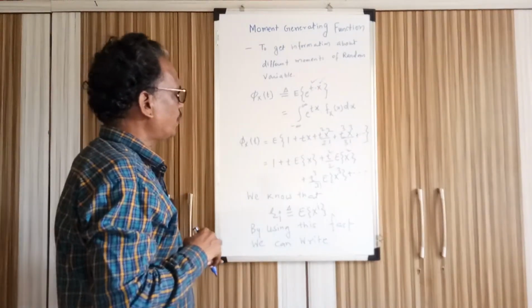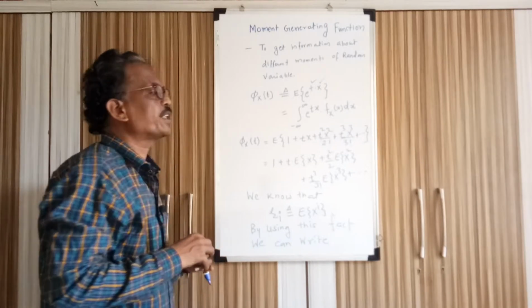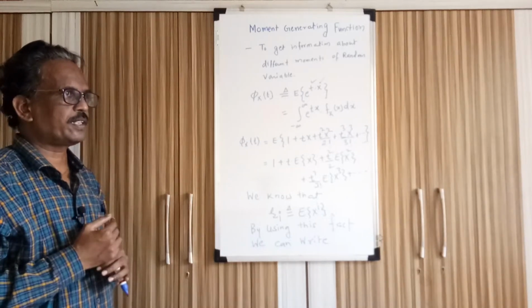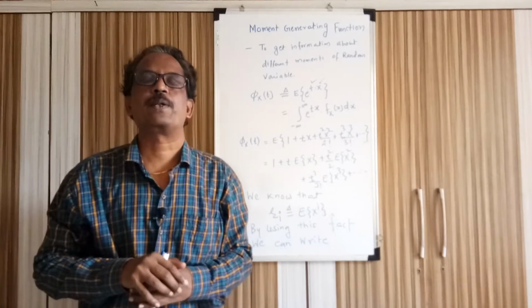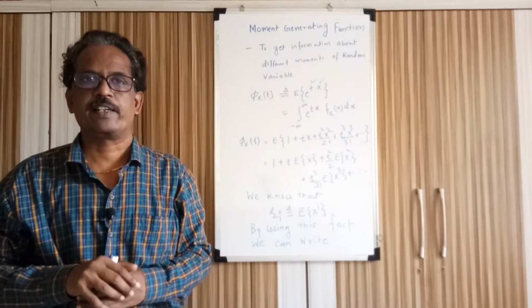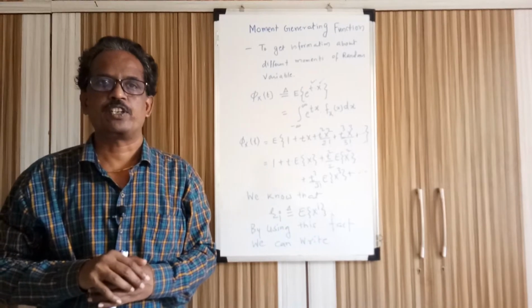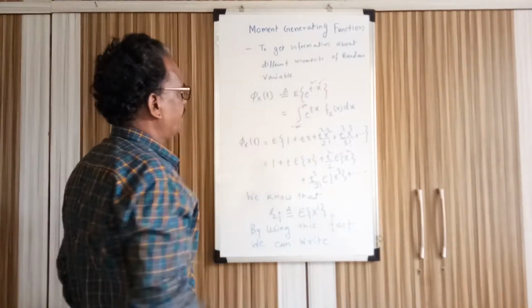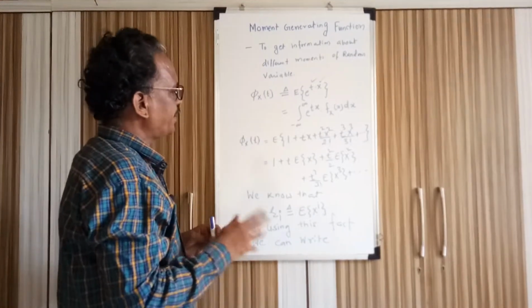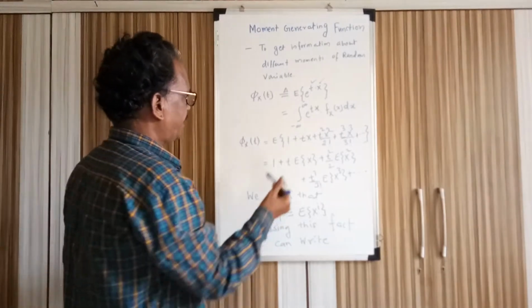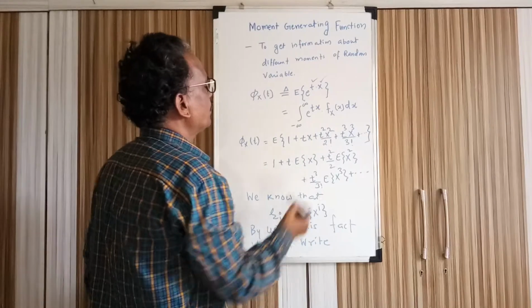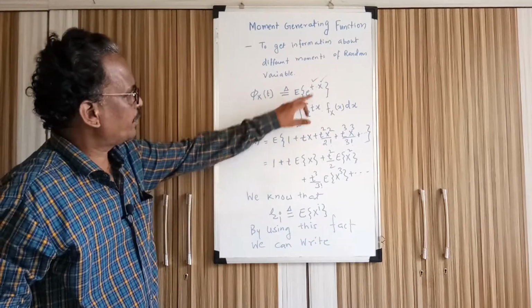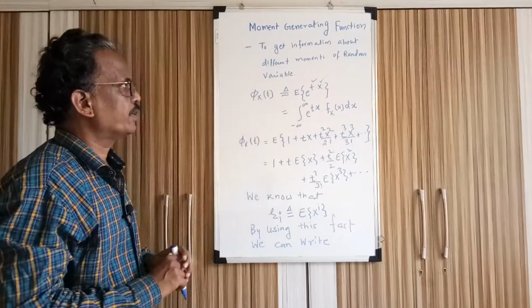Since we know the exponential series, e to the power x can be written as 1 plus x plus x square by factorial 2, then x cube by factorial 3, x raised to 4 by factorial 4, that is the exponential series, right? In this case also, since we have e to the power tx, let us say that tx is x. By considering that, wherever x is there, put tx: t square x square by factorial 2, t cube x cube by factorial 3. So this is the expansion of e to the power tx using the exponential series formula.